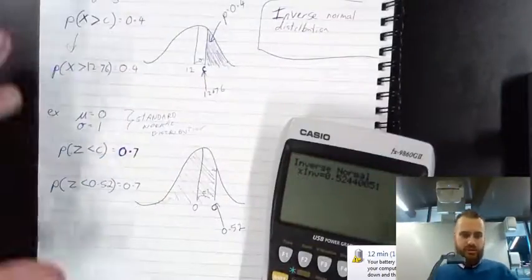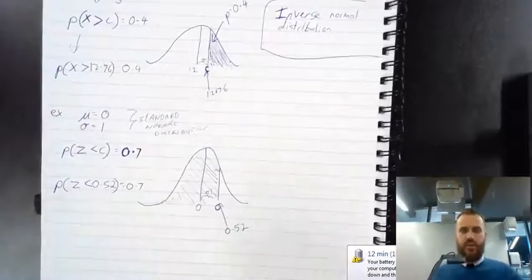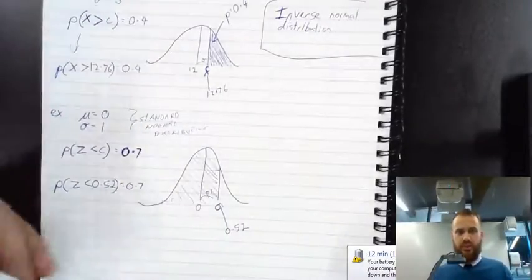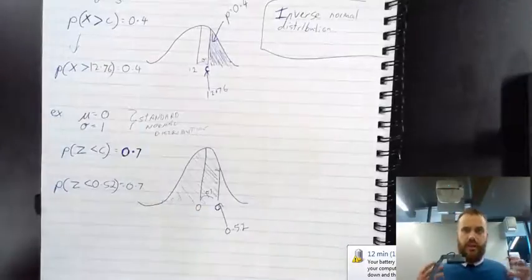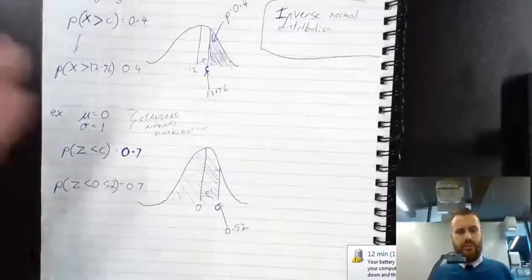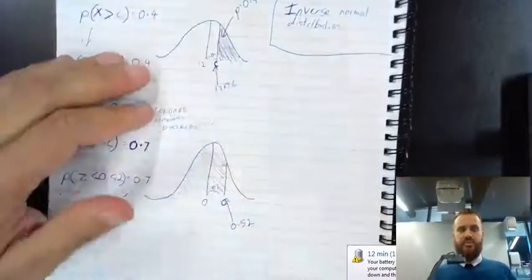Alright, there's two basic inverse normal distribution questions. There are more and more difficult ones. I'll let you discover them when you do your exercises. If you do one and you're like, man, I don't know how this one works, you need to come and talk to me, because they do get more complicated than just these two. Alright.